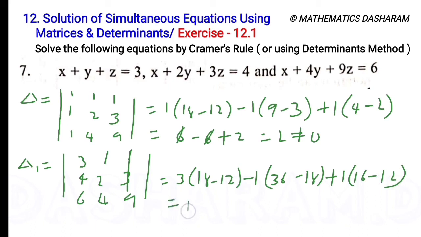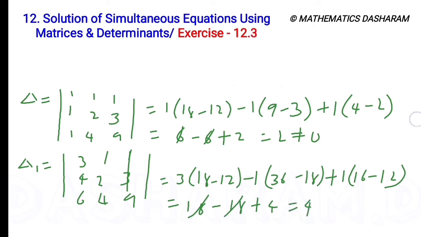Now 18 minus 12 is 6, 6 times 3 is 18. 36 minus 18 is 18. 18 into minus 1 is minus 18. 16 minus 12 is 4. 4 into 1 is 4. So delta equals 4.